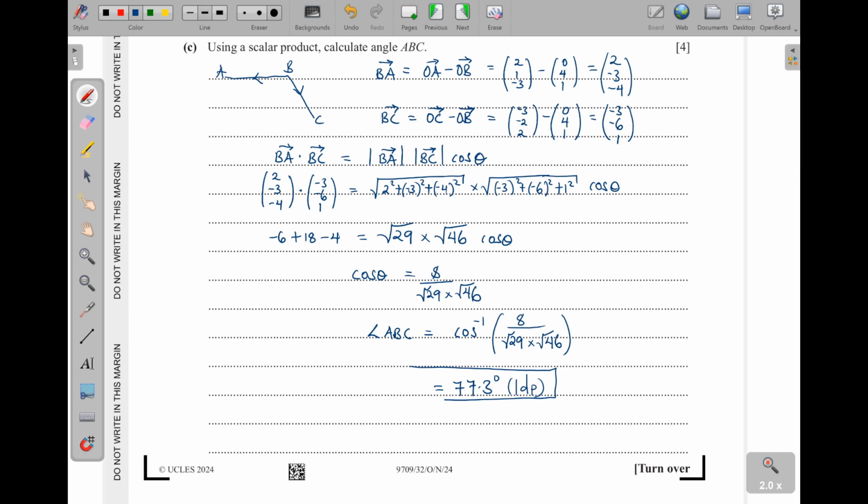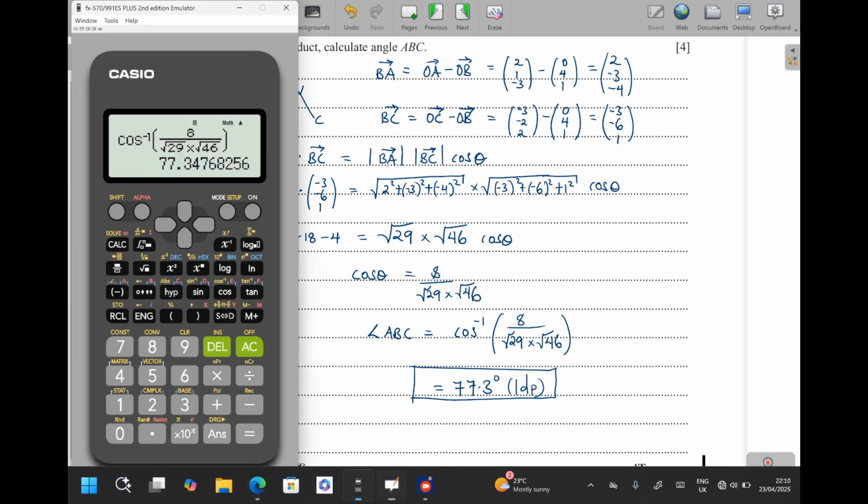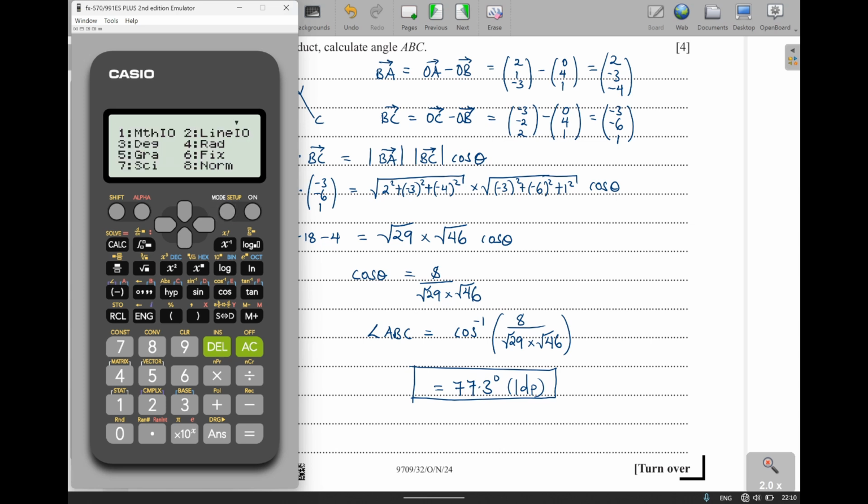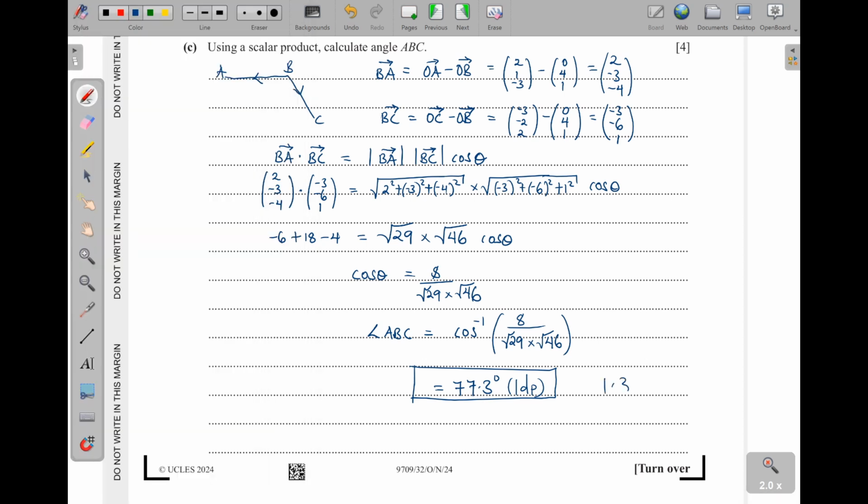Okay. Alternatively, if somebody used radians, I would just come here, shift mode, radian is 4, and then I just press equals. So that is 1.35 radians. That is to 3 significant figures. But you just give one answer. Don't write the 2 answers.